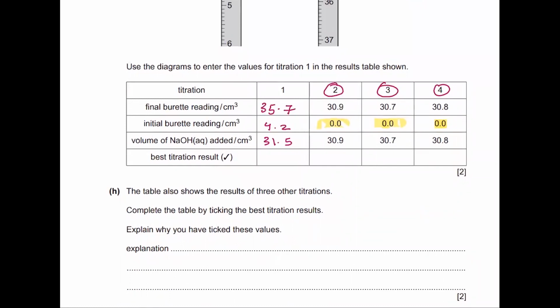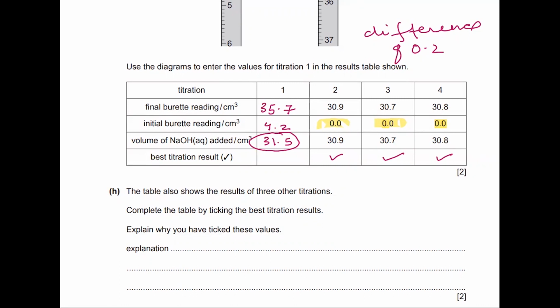Coming to the next part, they're asking you to tick the best titrations. We have 4 titrations here and they're asking us to tick the best. The best titrations are those which have a difference of 0.2 or less, or equal to 0.2. Let's see which have a difference of 0.2: 30.9, 30.7, 30.8. These are going to be my best titrations. But because this is 31.5, which is far more than 0.2, this is definitely not going to be considered a best titration. So I'll not put a tick under this first titration.